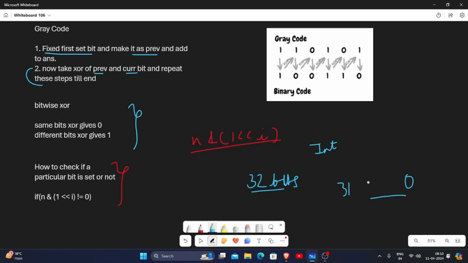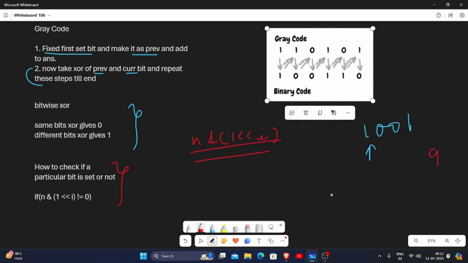So if I have this number, and I have to find out whether this bit is set or not, how do we find it? We use this logic. 1001 would be, I think, bits 0 1 2 3, and this is actually 9. So what we do, we say 9 AND 1 left shifted by i. 1 left shift by i means, 1 is here.